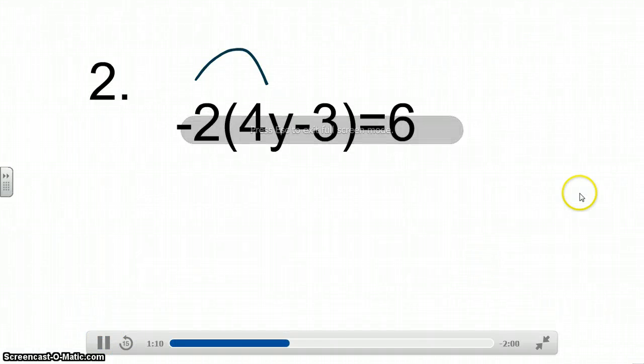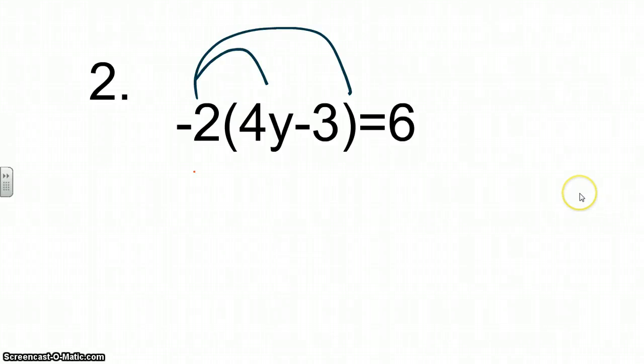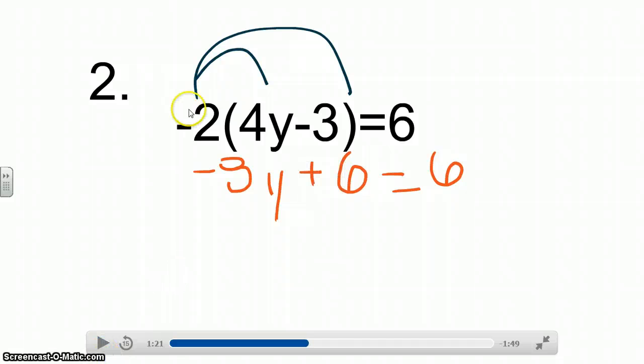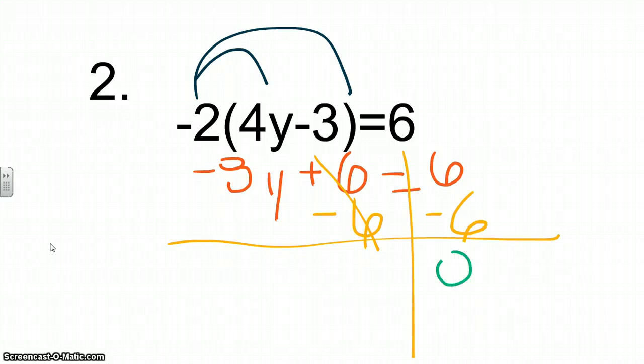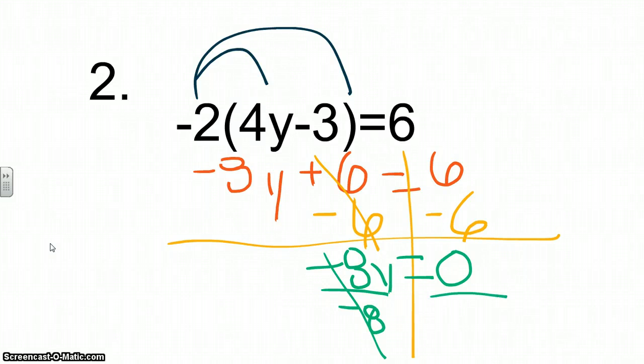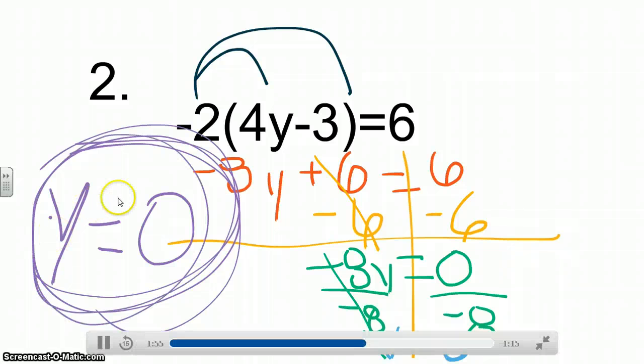We're going to do the distributive property. You would get negative 8y plus 6. And just as a quick addition here, remember what a lot of people forget: this is a negative 2. When you multiply by negative 3, you get a positive 6, and that's why that's positive and not negative. You can do minus 6. Minus 8. And you should get 0. And here's our answer. Y equals 0.